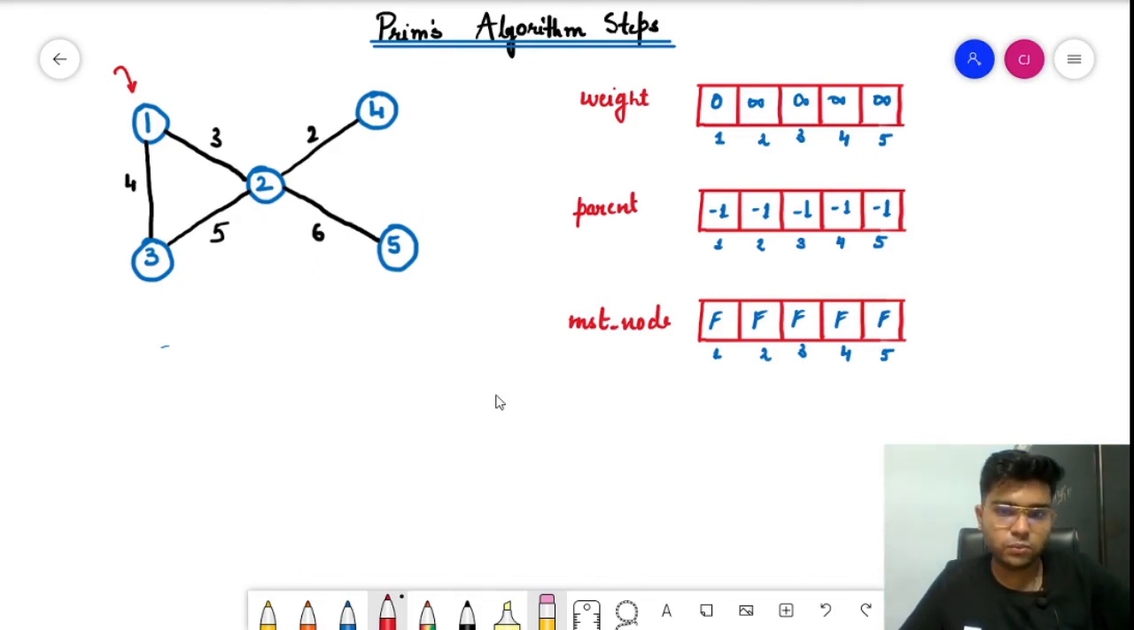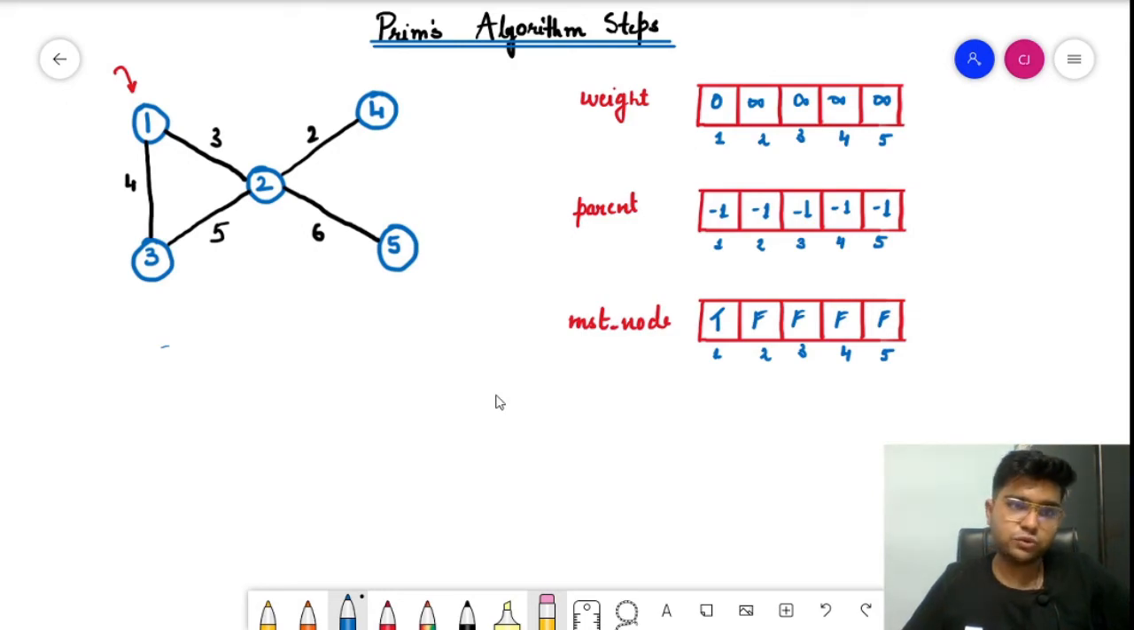Now let us start with the algorithm. We are starting from node 1, right? First of all, the weight is 0, and we are taking node 1 into the MST. Because this is the first node, we have nothing to compare it with, so we'll mark it here as true. There is no parent for this as of now because we are starting only with this, so we'll keep it as -1. This is the initial thing.